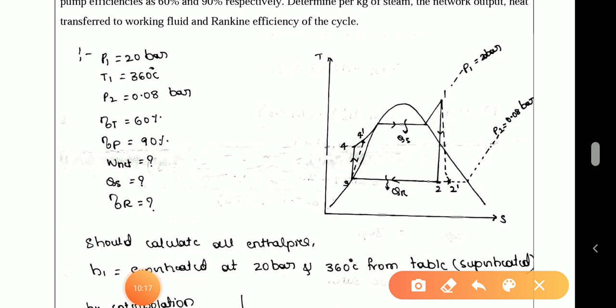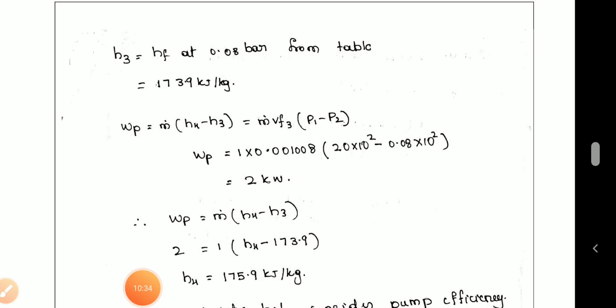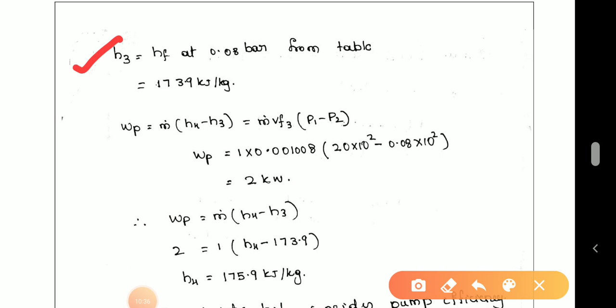So now the next enthalpy remaining is H3. H3 is directly on the dry saturated liquid line. So H3 is equal to HF, which we can get directly from the table with respect to the pressure of 0.08 bar. So H3 is equal to HF at 0.08 bar from the table, which we have already seen, that is 173.9 kilojoule per kg.